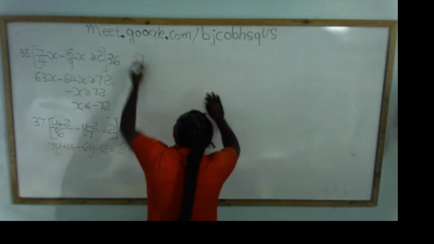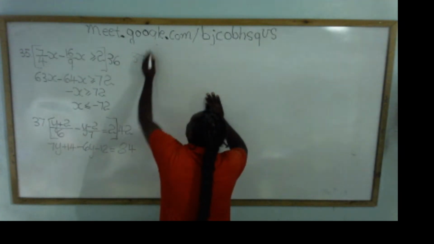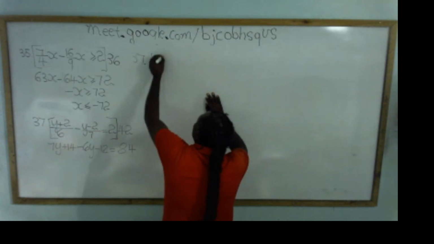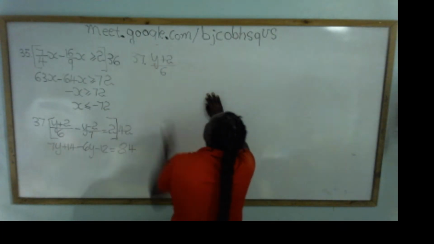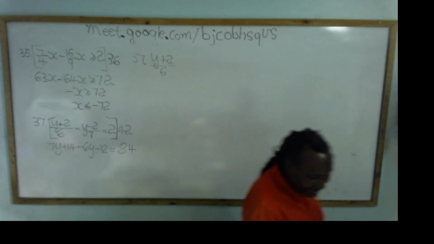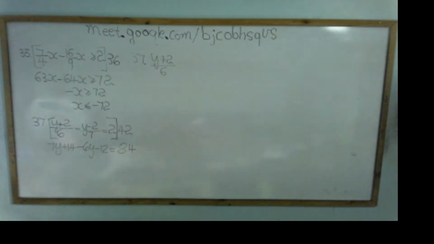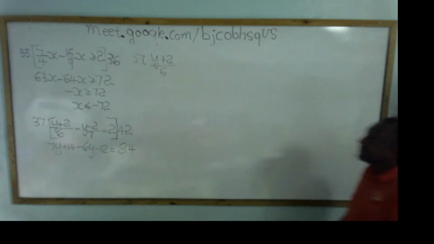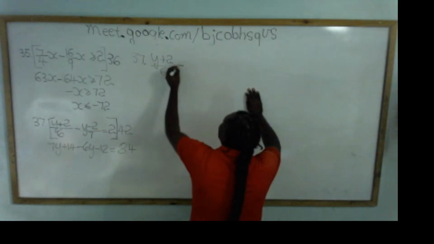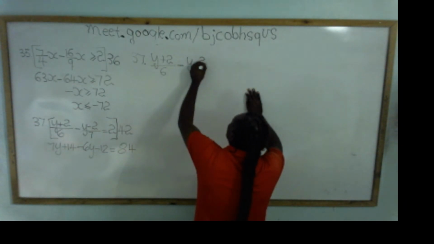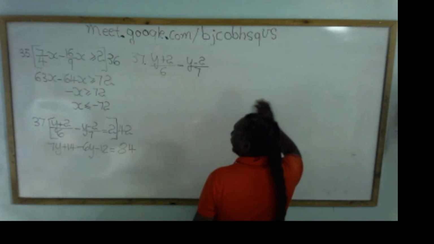So we're going to have y plus 2 over 6. I'm going to use a new marker to write it. Minus y minus 2 over 7 is equal to 2.